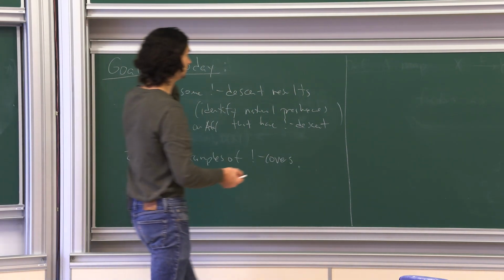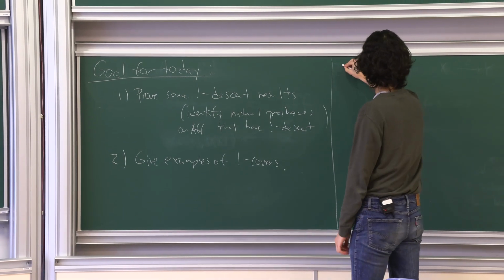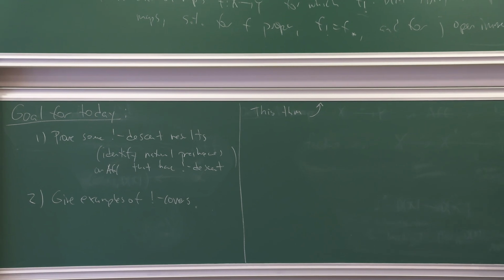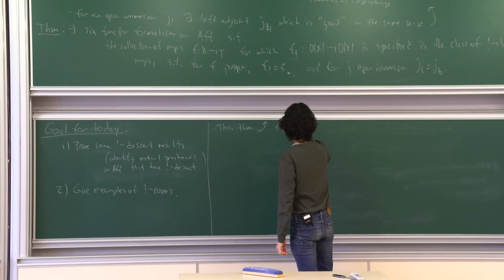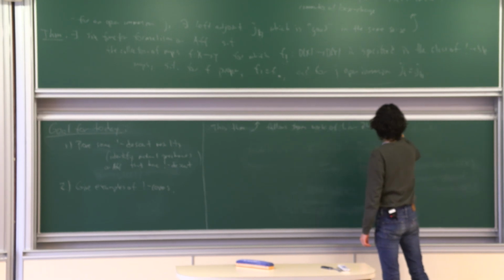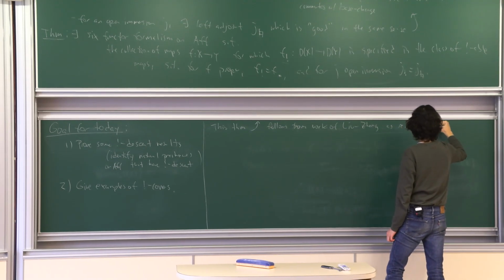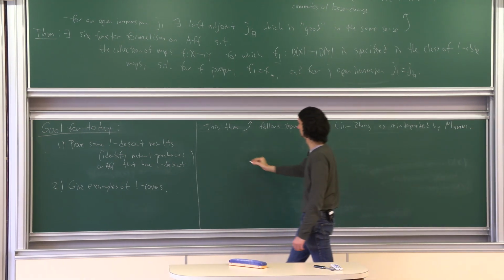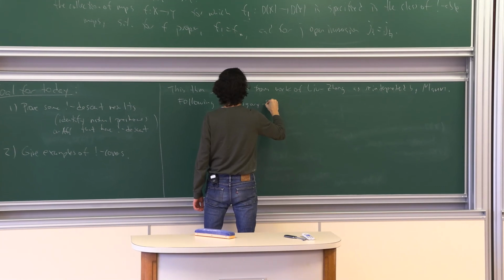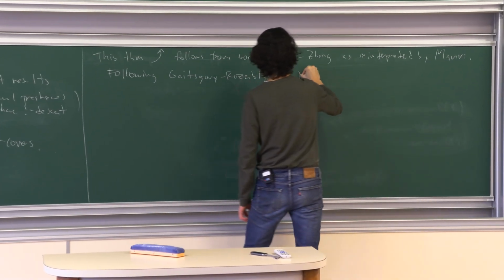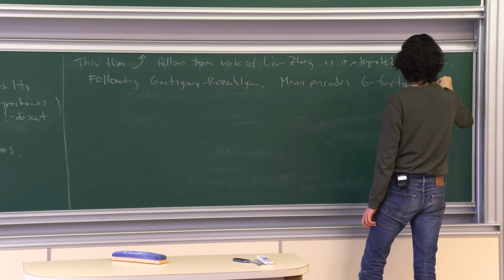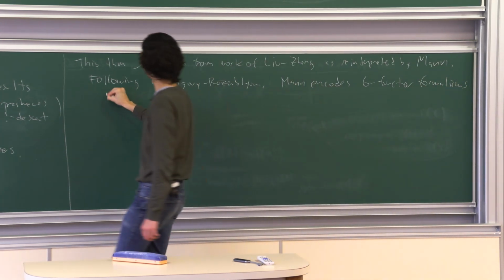So yeah, this theorem, the existence of this six-functor formalism on aphenoids follows rather immediately from work of Liu Zheng as reinterpreted by Mann. And so following Gaitsgory, Rozenblyum, Mann encodes six-functor formalisms in terms of span categories.